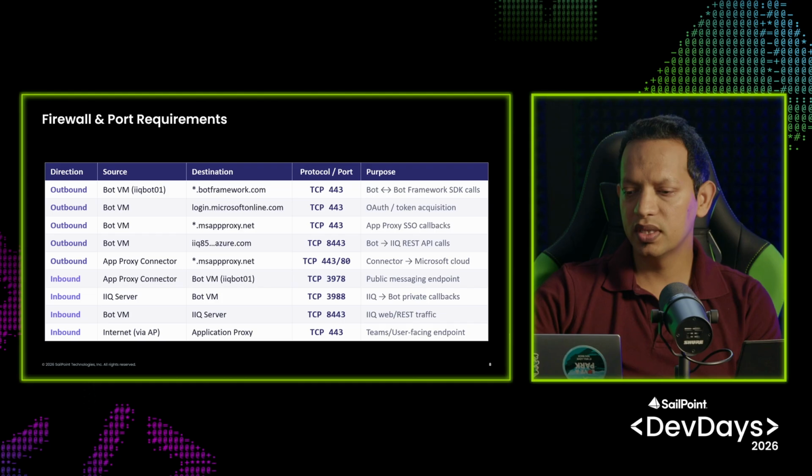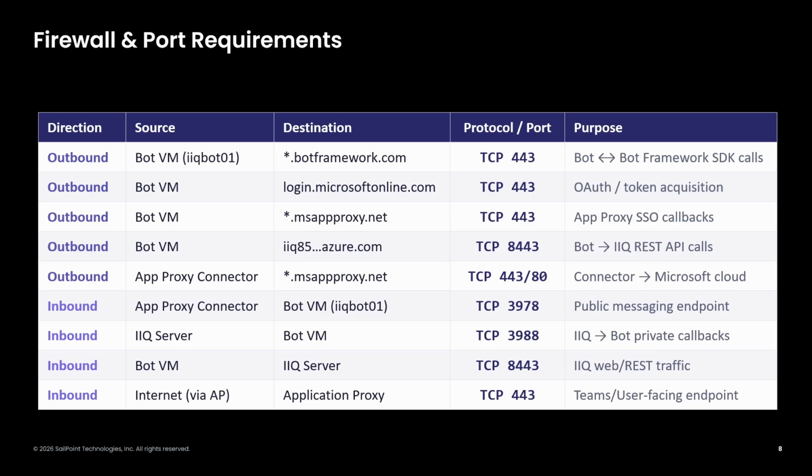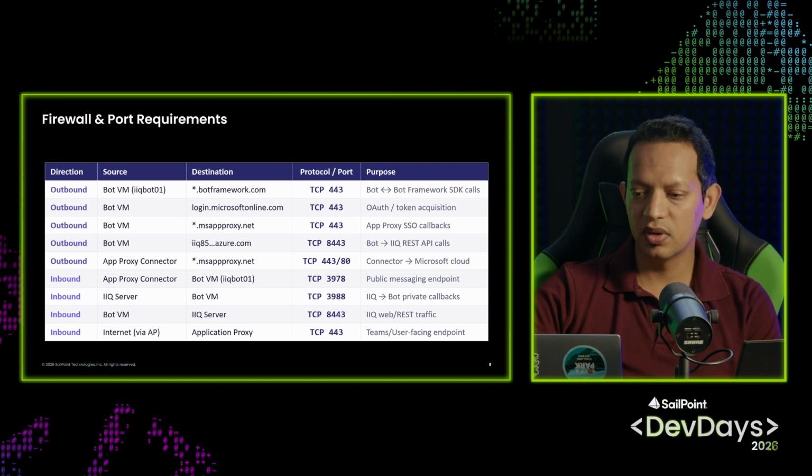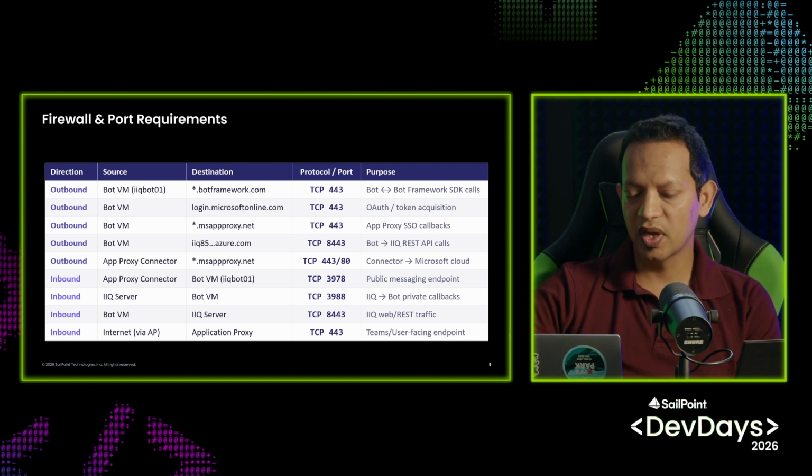The only thing that, as I said, is internet facing is the IIQ URL through application proxy. There need to be two application proxies configured in this integration: one for the bot VM, which is the chat application proxy, and then one for the IIQ server, which is the SSO application proxy. Other than that, nothing has to be accessible or reachable via the internet. Everything has to go through these proxies.